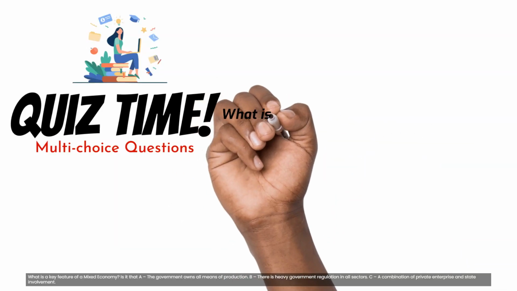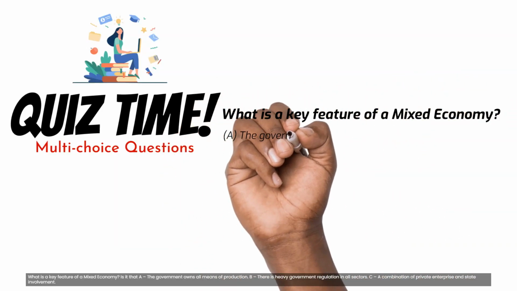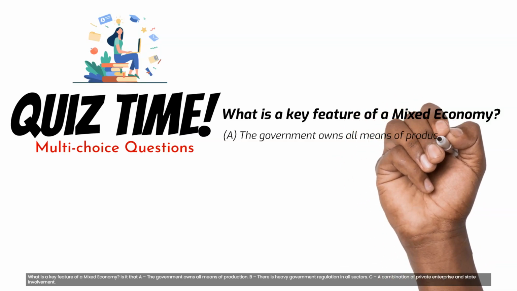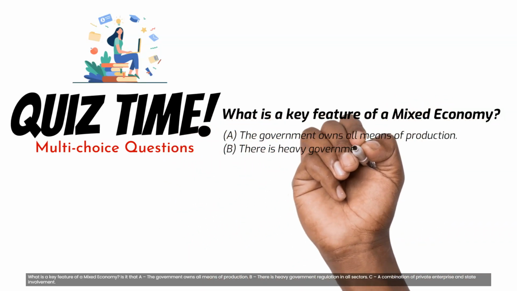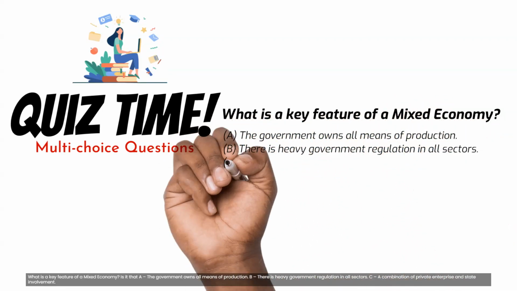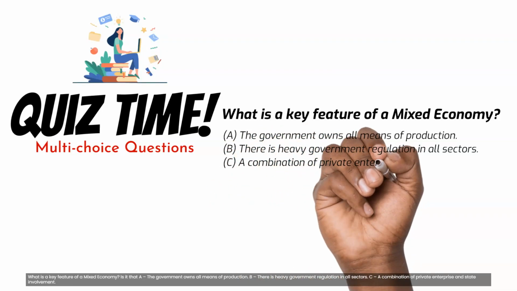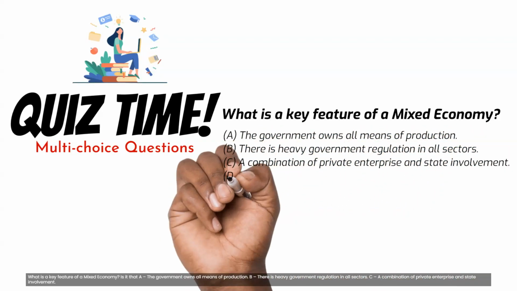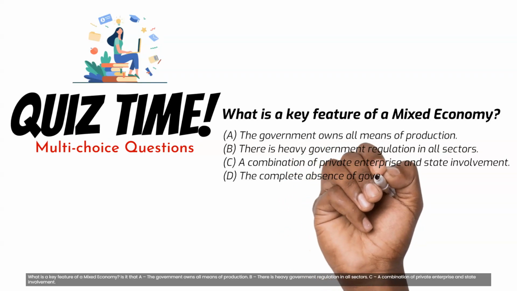What is a key feature of a mixed economy? Is it that A, the government owns all means of production, B, there is heavy government regulation in all sectors, C, a combination of private enterprise and state involvement, or D, the complete absence of government intervention?